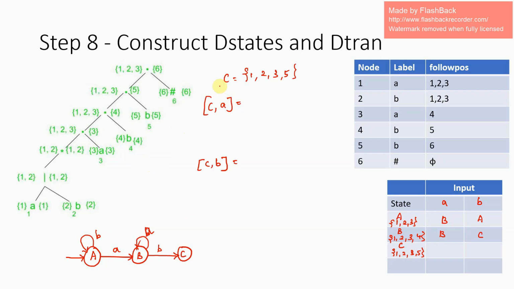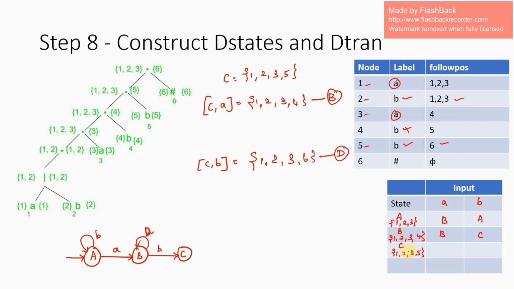Now we need to find the transition from state C based on the input symbol A. Out of 1, 2, 3 and 5, the symbol A appears in nodes 1 and 3. So taking the union of the follow of 1 and 3, we have 1, 2, 3 and 4. And similarly the symbol B occurs in node 2 and node 5. Now we take the union of these two, which gives 1, 2, 3 and 6. So this will be a new state, D, and the other one will be the same state B.